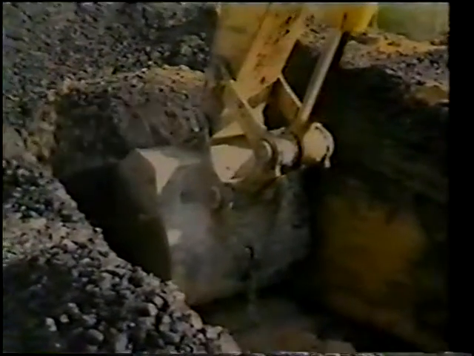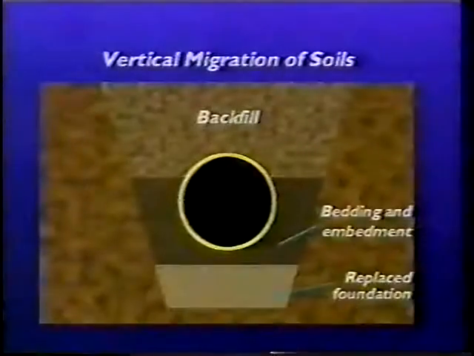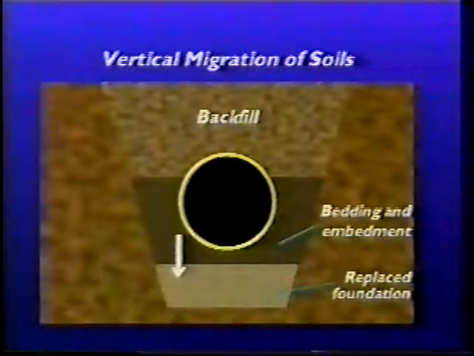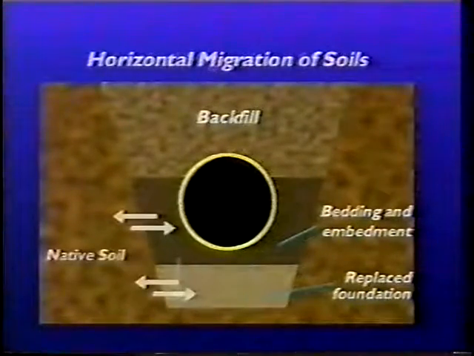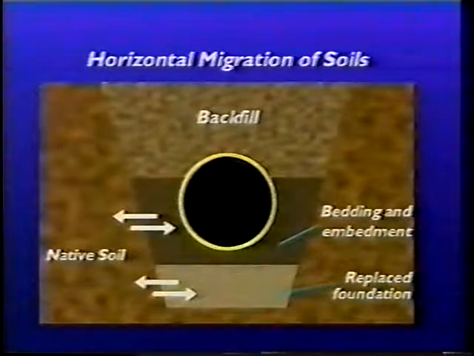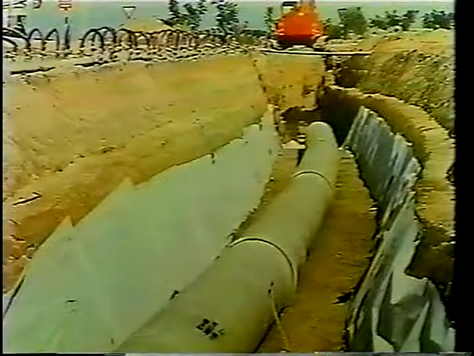In high groundwater areas, it is also important that adjacent layers of different soil types are compatible. Fines in the bedding and embedment may migrate into the foundation soils below. Fines in the trench walls may also migrate laterally into the soil layers in the trench. To prevent this migration, a geotextile filter can be placed between soil layers or between the embedment and the trench walls.